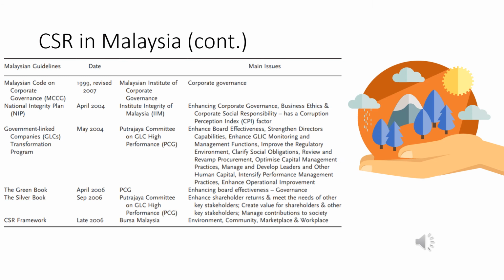Okay, this paper discloses Malaysian guidelines and main issues related to the guidelines. For example, here we have the Malaysian Code of Corporate Governance, MCCG, in 1999 and revised in the year 2007. It is under the Malaysian Institute of Corporate Governance. The main issue is on corporate governance. In Malaysia, we also have the National Integrity Plan, Government-Linked Companies Transformation Program, the Green Book, the Silver Book, and the CSR Framework.